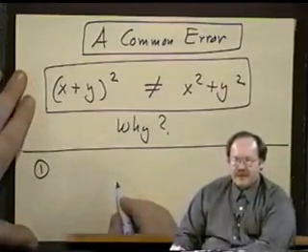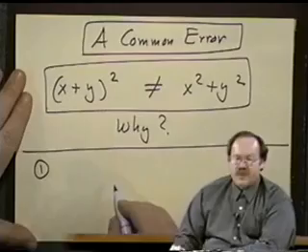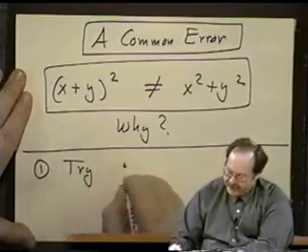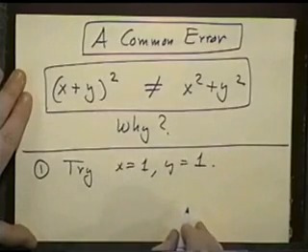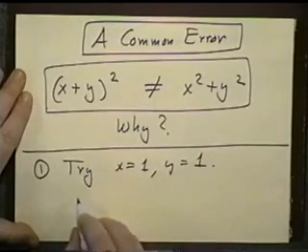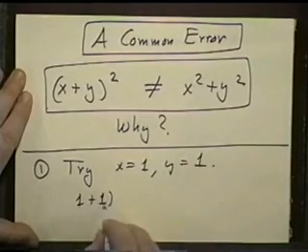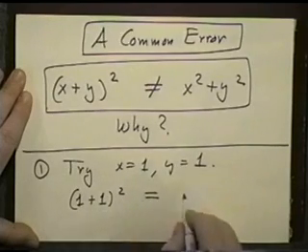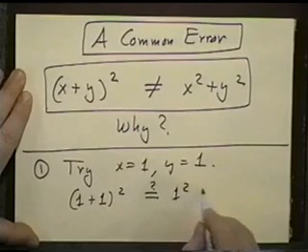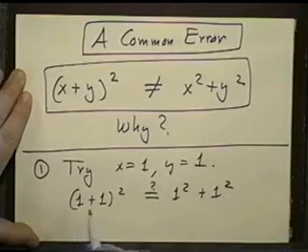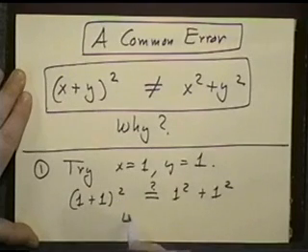First reason, if it were true, it would work for all numbers x and y. Try x equal 1, y equal 1. Two easy numbers. What do you get? On the left, you get 1 plus 1 quantity squared. On the right, put a question mark because we don't know yet, 1 squared plus 1 squared. But what is this? This is 2. 1 plus 1 is 2. Square it, you get 4.